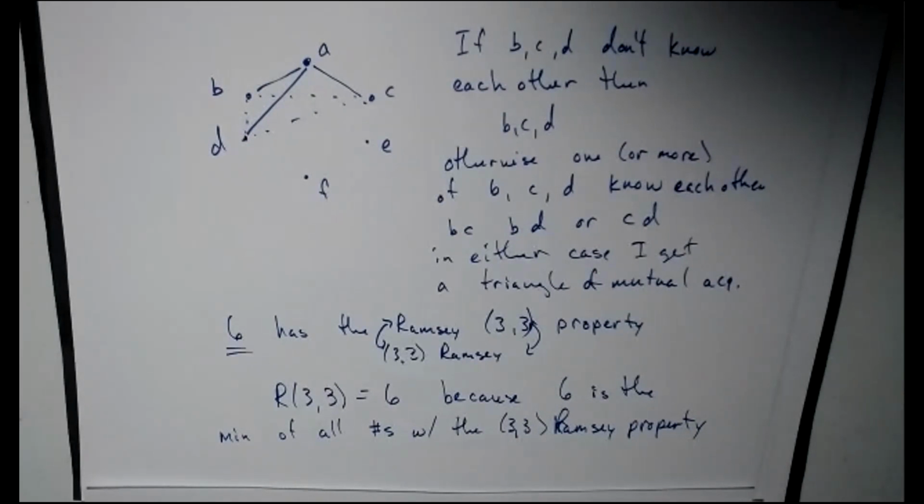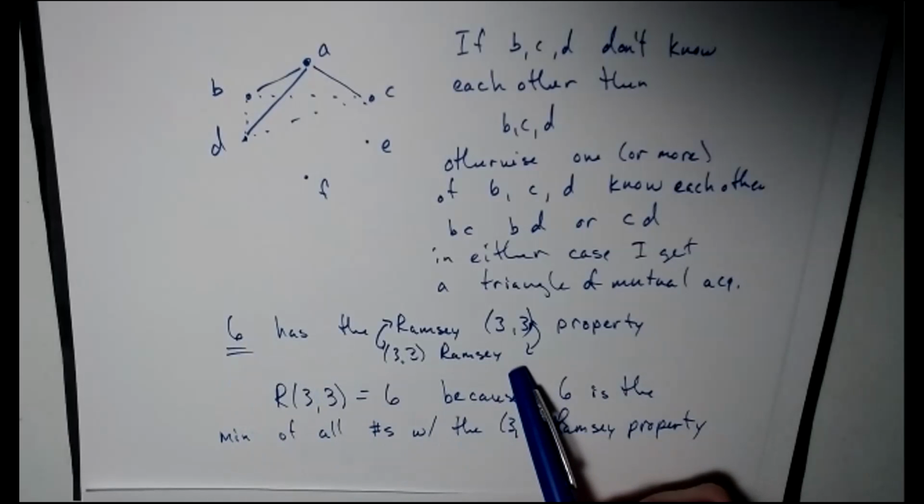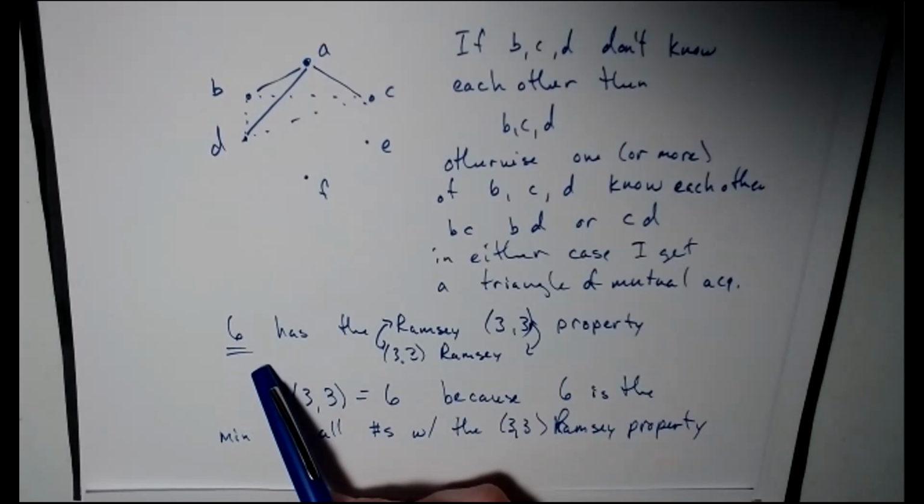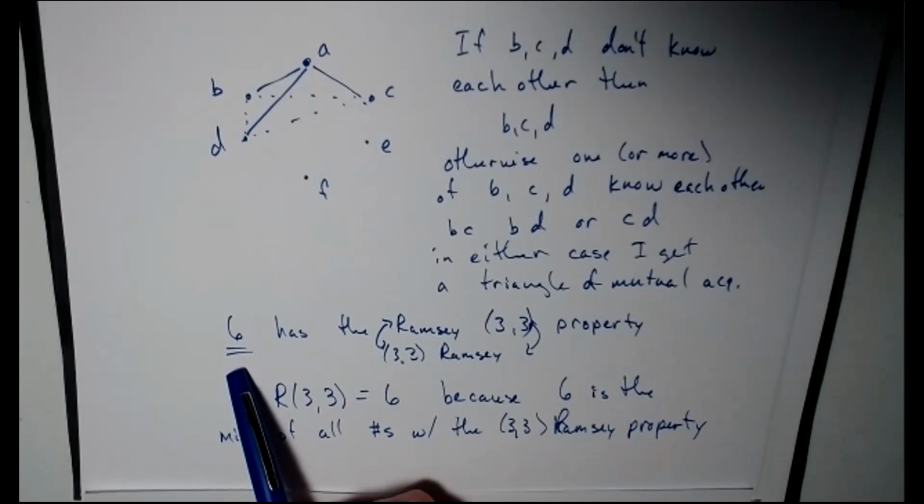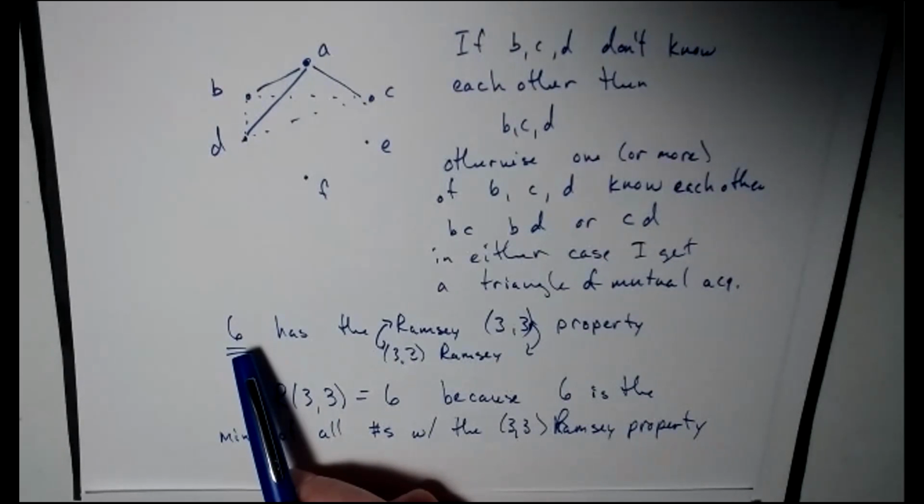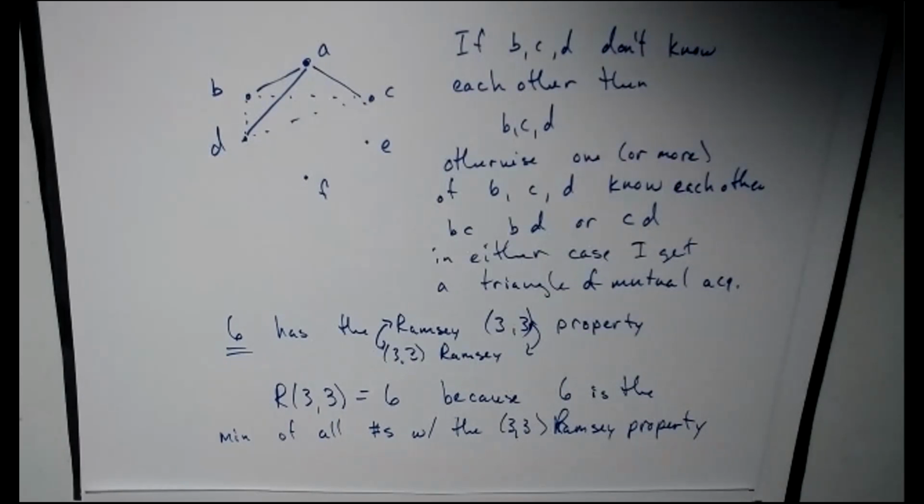Because if 6 nodes guarantees the Ramsey 3-3 property, then of course with 7 nodes, you have 6 nodes, so that guarantees the Ramsey 3-3 property. Note that it is the number that has the Ramsey property, not the individual graph. So we don't say a graph has the Ramsey 3-3 property. We say 6 has the Ramsey 3-3 property because that's saying that every graph with 6 nodes satisfies that property.